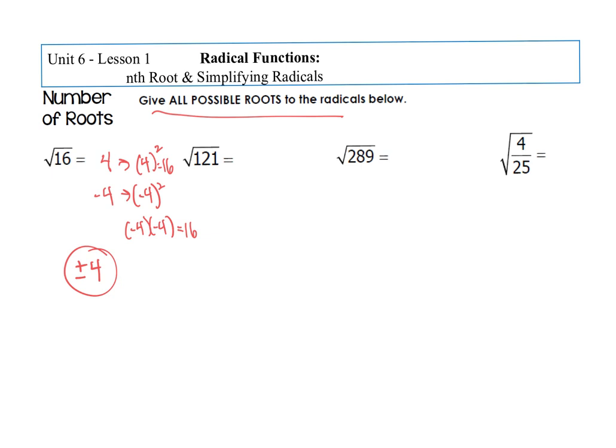So when we are taking the square root, when we're asking for all possible roots, it could be a positive or negative of that value when we're dealing with square roots, because there's two negatives multiplied to a positive and two positives multiplied to a positive. So the square root of 121, we would say that could be positive and negative 11.